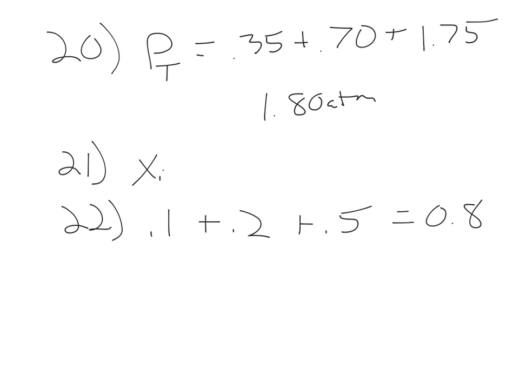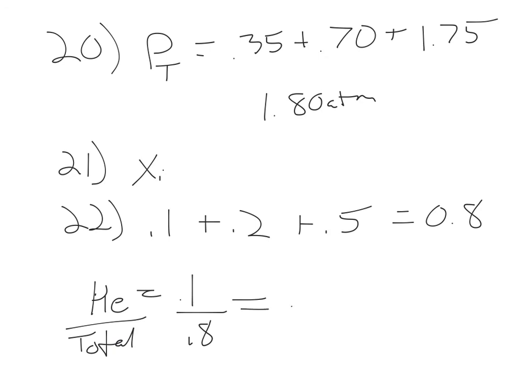Let's take the fraction of helium inside. So helium was equal to 0.1 moles. Now if we do the fraction of helium over the total, I would get 0.1 over 0.8. Let's see what the calculator says that is. 0.1 over 0.8 equals 0.125. Wow, that's exactly what the table says the mole fraction of helium is.